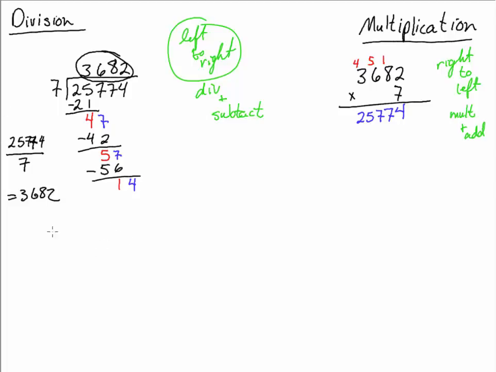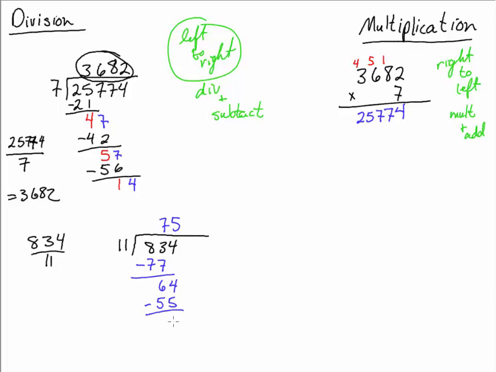Let's try another example right down here. We will take 834 divided by 11. So this is 11 on the outside, 834. So 11 goes into 83 how many times? 7 times 11 is 77, and then we subtract, and we get 83 minus 77 is 6. Bring down the 4. 11 goes into 64 5 times. 5 times 11 is 55. Subtract, and we get 9.